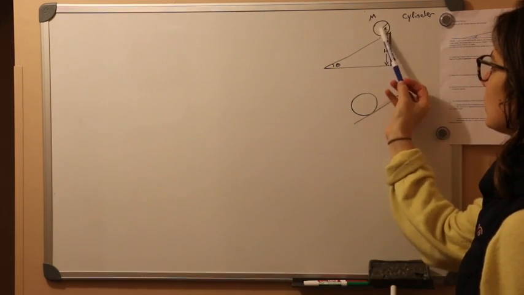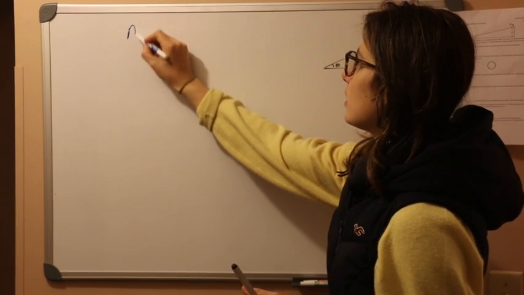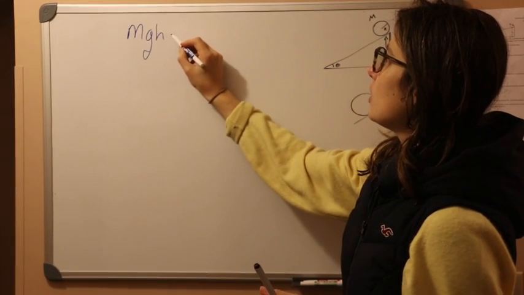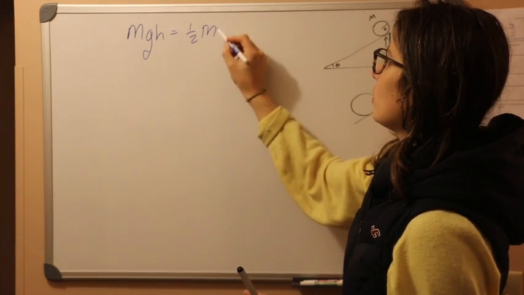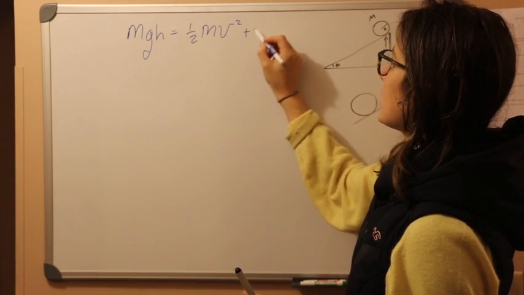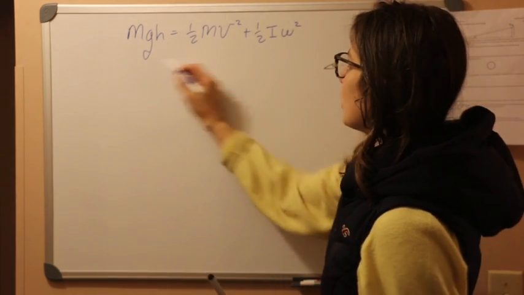So let's start with potential energy at the top becoming both types of kinetic energy at the bottom. We're going to say that mgh, the potential energy at the top, turns into translational kinetic energy in the center of mass and rotational energy. Then we're going to go ahead and expand that.